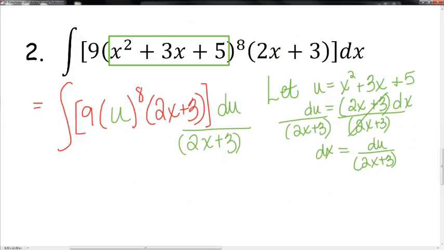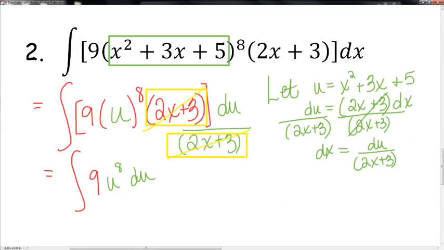And I hope you can notice that I have two objects that I can cancel. This guy and this guy. They're the same. So let's go ahead and cancel them out. And so I'm left with 9 u to the 8th du. And so now we can go ahead and take our antiderivative. That's going to be equal to u to the 9th. Our 9 is going to cancel, plus c.